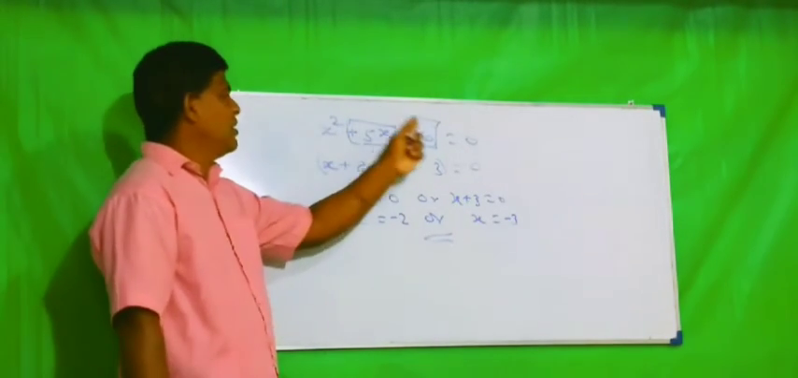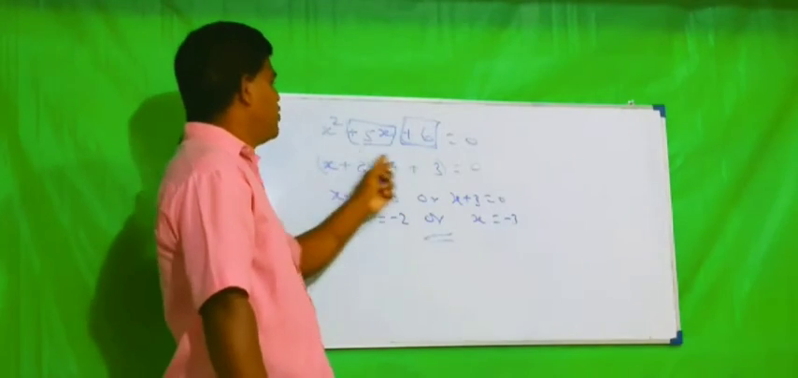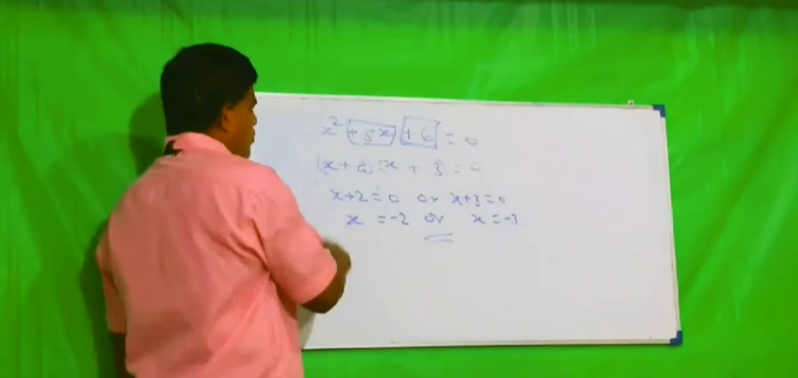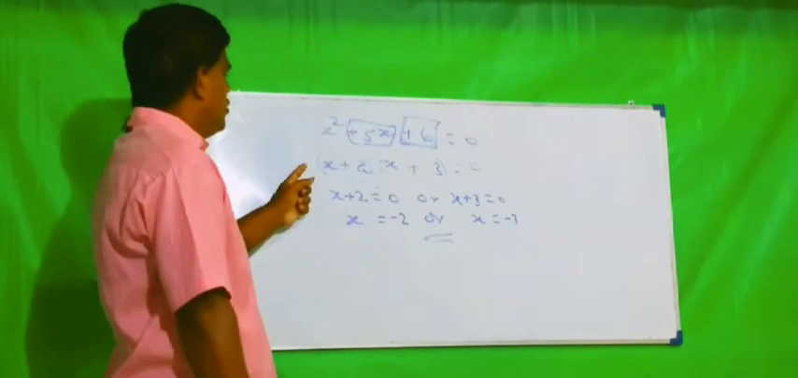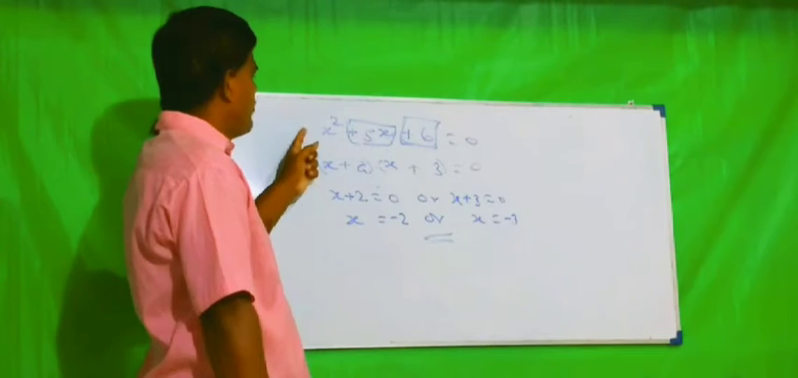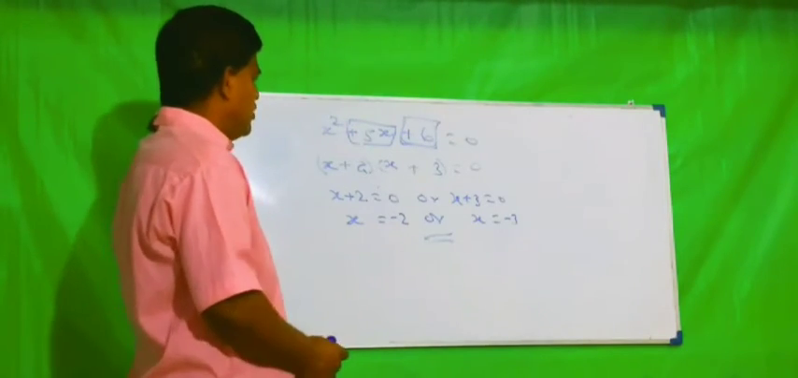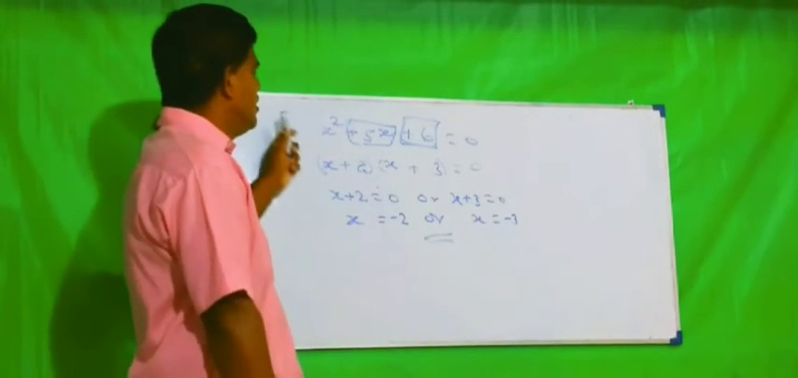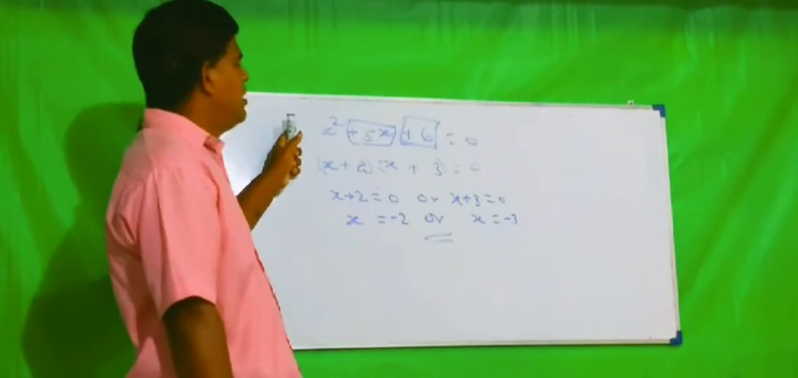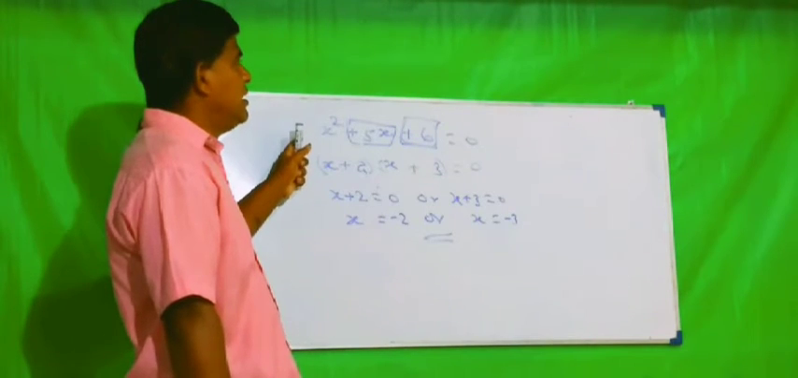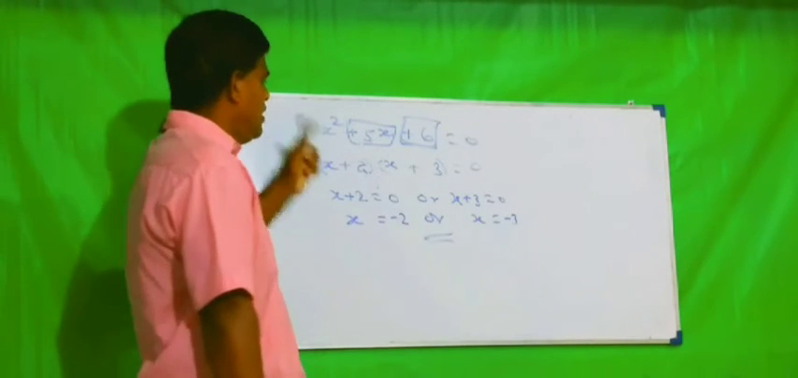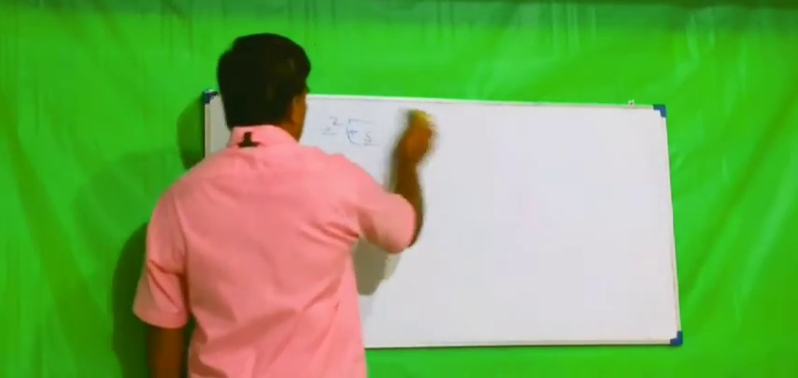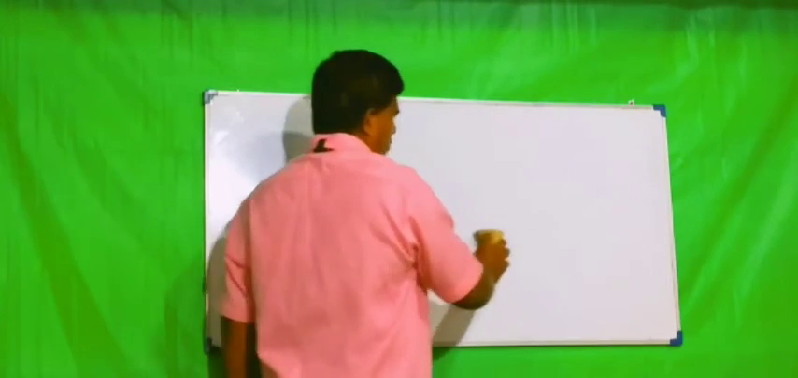Here, a trinomial expression is on the left side, and the right side is 0. So this is the form of solving a quadratic equation by using factors. This method was discussed in grade 10, I think. Not only grade 10, in grade 9 also you learned this method. So you should remind yourself about this method of solving.